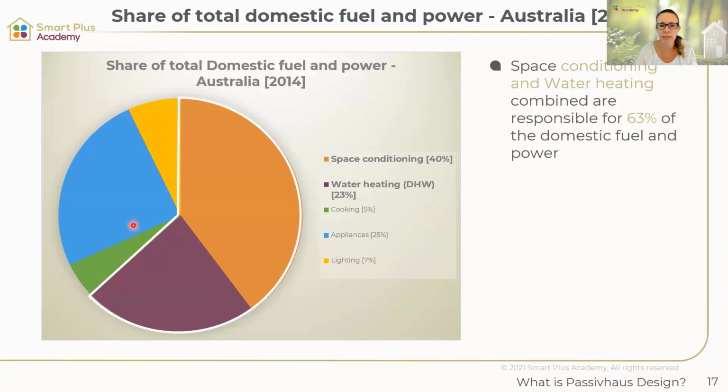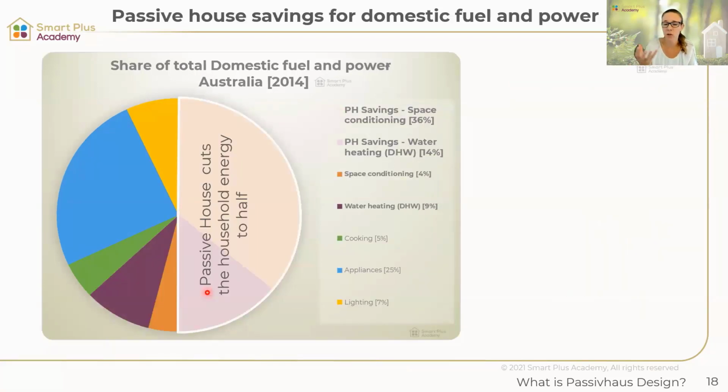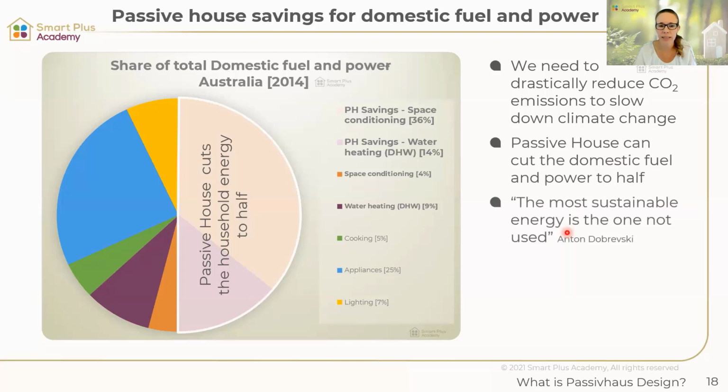Now, the good news is that Passivhaus can reduce this big part. It can reduce the conditioning from 40% to 4%, so we can do a 90% saving on the conditioning, and domestic hot water from 23 to 9%. All up, Passivhaus can cut the domestic fuel and power in half. That's a 50% saving on our energy with Passivhaus, and I think that's massive. We need to drastically reduce CO2 emissions to slow down climate change, as we said before, and Passivhaus can do a big part of that and can cut it in half.